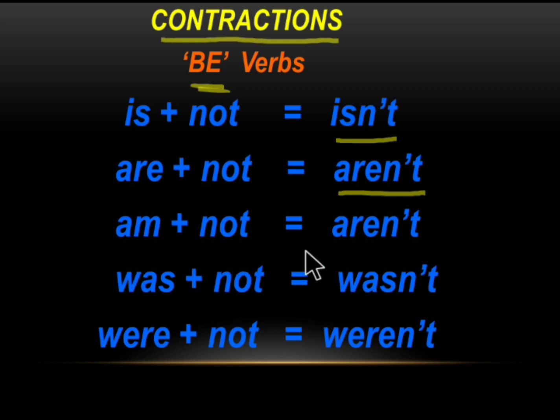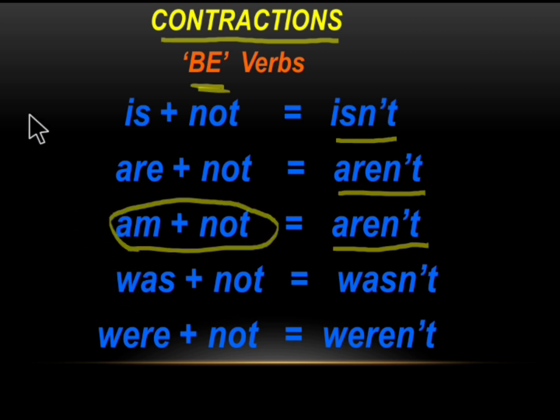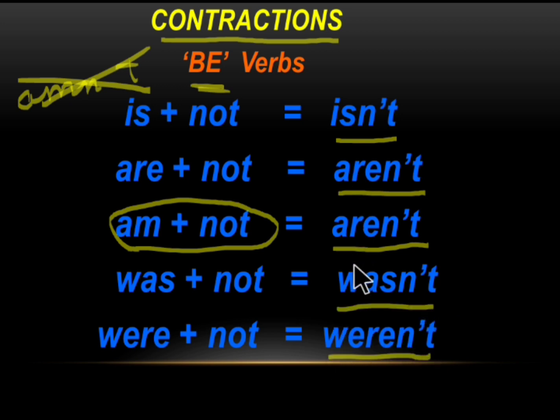Am plus not is aren't. If you write it is amn't, it is wrong. We don't have anything like that. Am plus not is aren't. Was plus not is wasn't. Were plus not is weren't. So these are the negative contractions. The short form. Contraction is short forms.